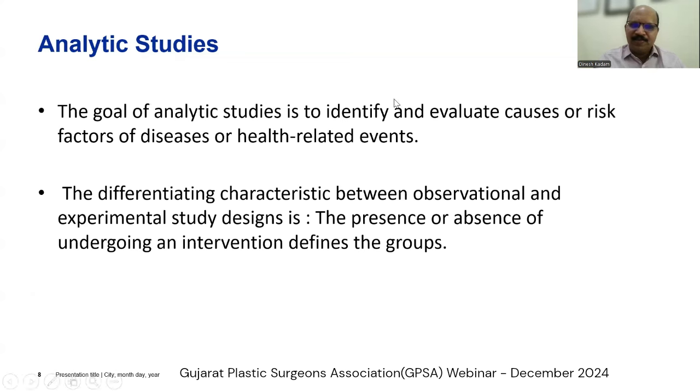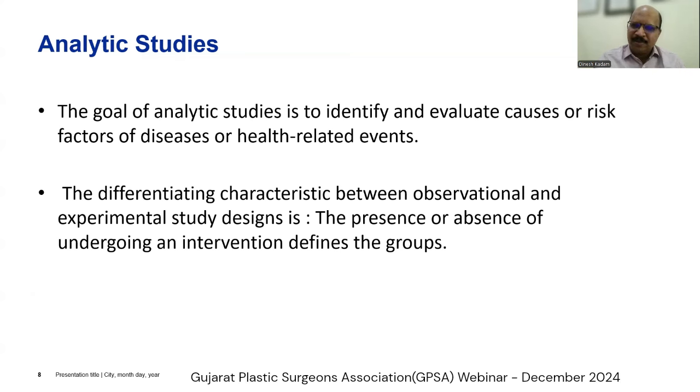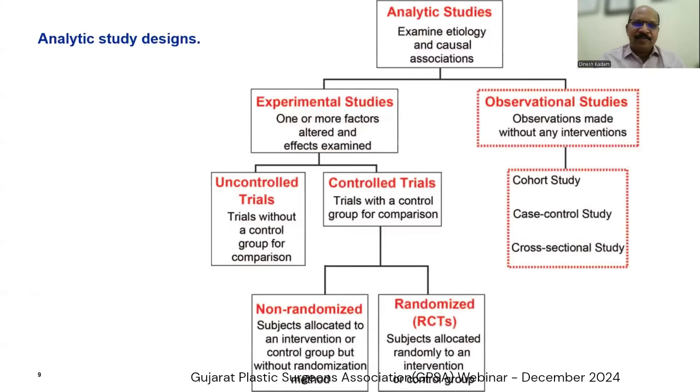Analytical studies, as I told you, the only difference between observational and experimental is the intervention. If there is intervention, it becomes experimental. If there is no intervention, it becomes observational. Both are analytic studies because you have comparable groups. Now, this is clear cut. The analytic studies involving experimental studies are always with intervention. Observational studies have no intervention. They involve cohort studies, case control studies, and cross-sectional studies.